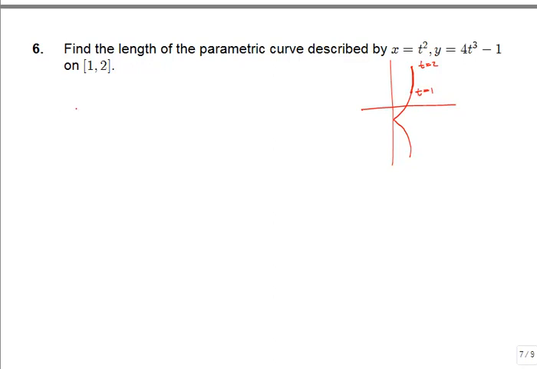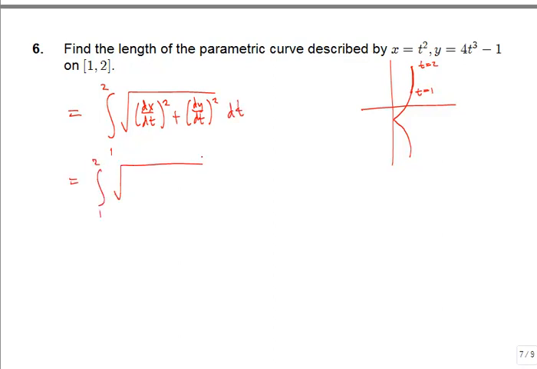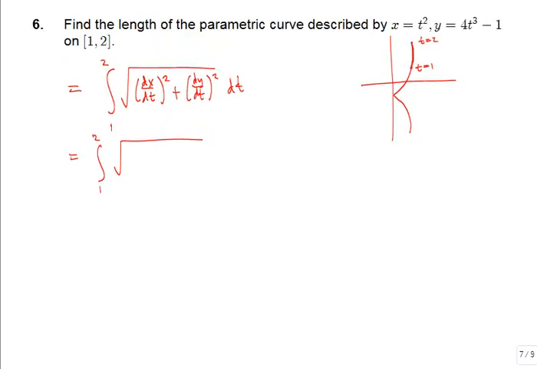So our arc length is going to be the integral from 1 to 2 of the square root of dx dt quantity squared plus dy dt quantity squared dt. So let's figure out what those derivatives are going to be. Dx dt is just 2t, so this will be 2t quantity squared, and dy dt is going to be 12t squared quantity squared dt.